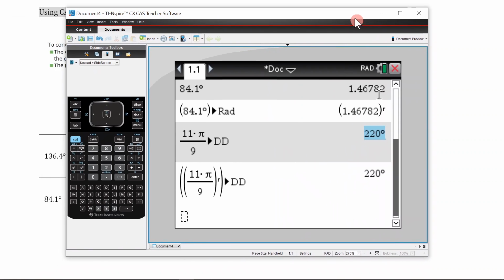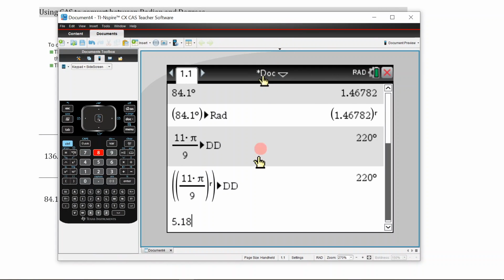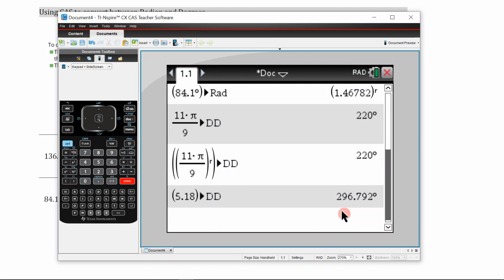The last one, 5.18, so that's radians. We want to get it to degrees, so we just go book, there it is already, hit enter, there it is, 296.792, and that's it. That's how you go about it.